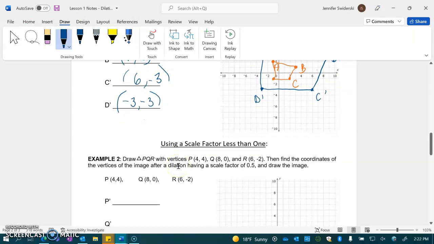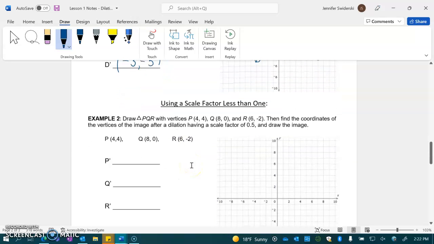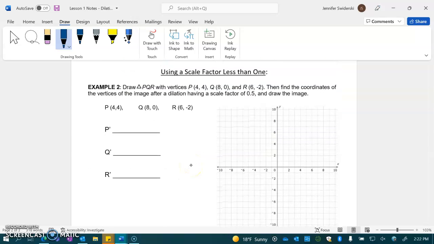Okay. Now it's saying, well, hey, use a scale factor of less than 1. So example 2 says, draw triangle PQR with the following vertices. P is at 4, 4. So we got 4, 4. That's P. Q is at 8, 0. And then R is at 6, negative 2.